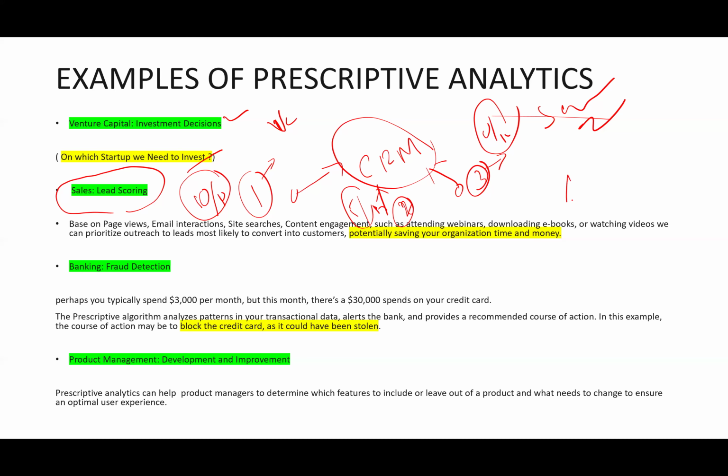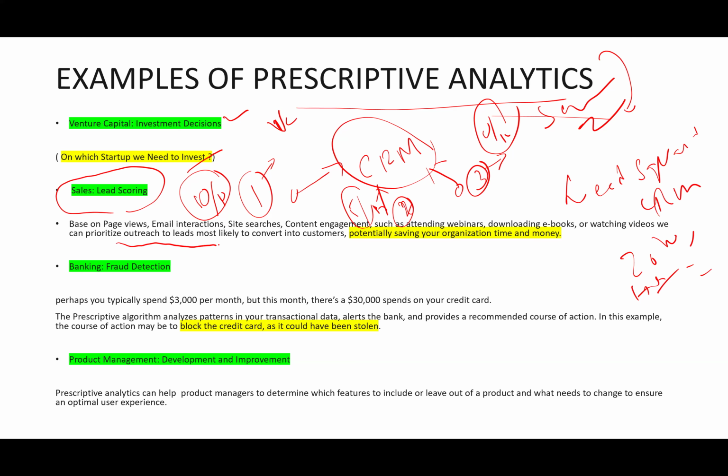If you know the company called LeadSquared, it's a CRM software. It uses prescriptive analytics, as do Zoho or HubSpot. All these are marketing analytics and CRM software. They use prescriptive analytics to increase the lead score of their customers, so that it is helpful for them to reach out to the leads who are most likely to convert into customers, potentially saving your organization time and money. Fine. These are examples of prescriptive analytics.